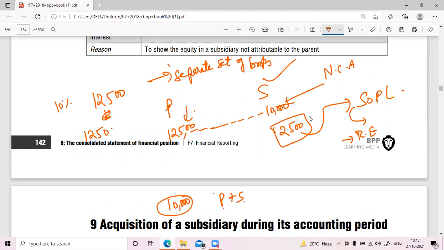Correct or wrong? Please tell me. Yes, sir. Correct, sir. It is assumed like that. Now, what has come to the subsidiary or what has come to the parent is of the same value to the group. So we will show 10,000.